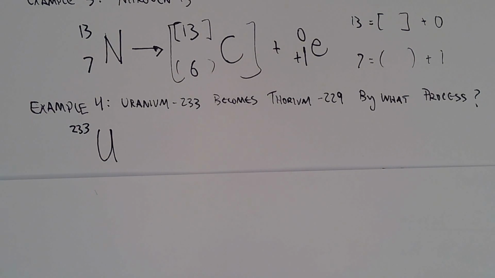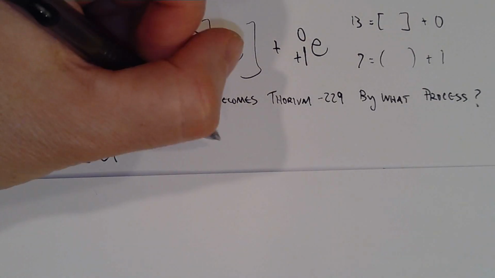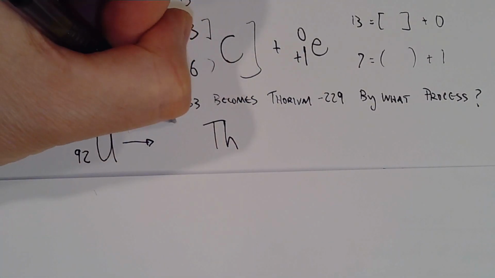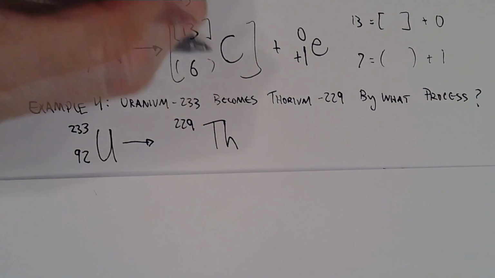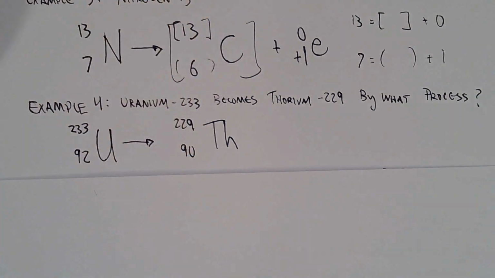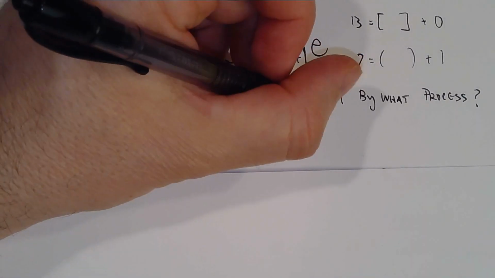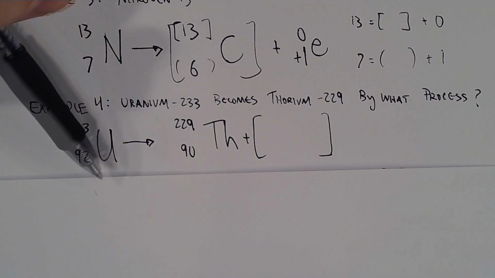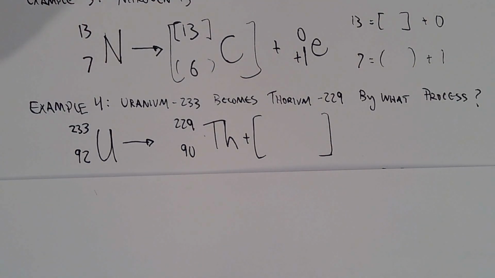And when you look up uranium, the atomic number is 92. And it turns into thorium, that's Th, 229. You look that up on your periodic table, and you see that thorium is atomic number 90. And then there's some process here. So what particle gets ejected from the uranium nucleus such that when it's done, we're left over with a thorium?